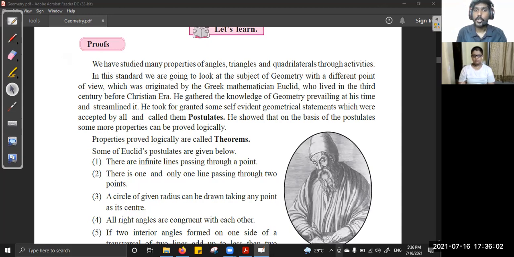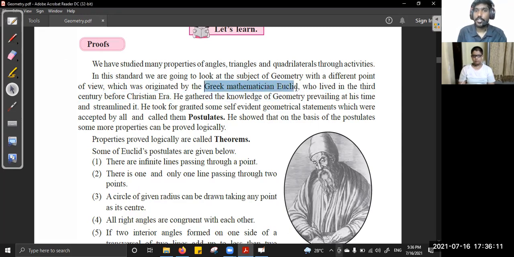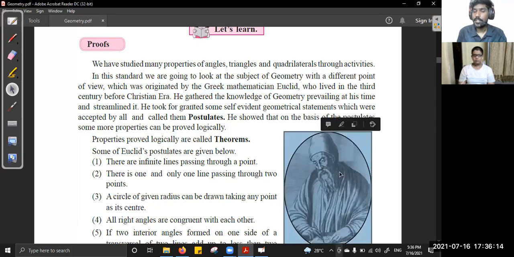In this standard, we are going to look at the subject of geometry from a different point of view, which was originated by the Greek mathematician Euclid. Now, this is Euclid's picture, which is given in your textbook. He was a very famous Greek mathematician, and a lot of the geometry you study, and even the higher mathematics you will study later on, was mostly postulated or given by Euclid.